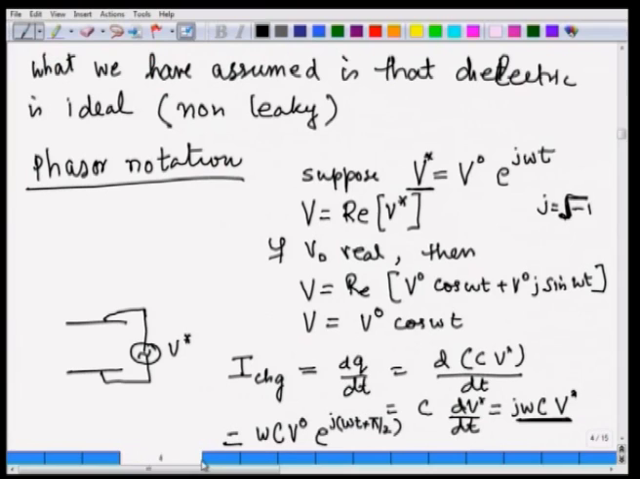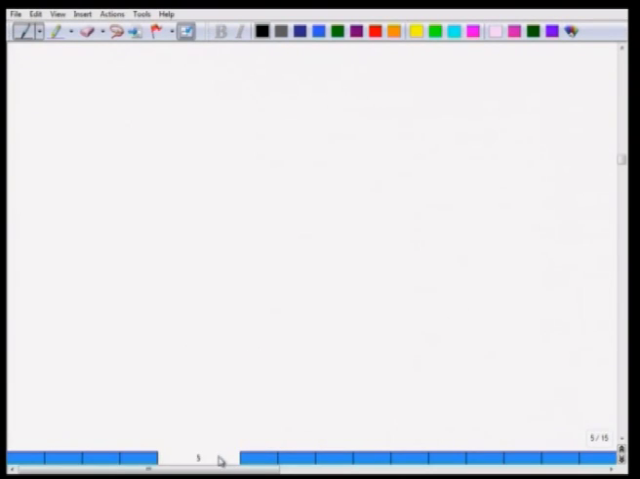So what happens? If I draw this, the way I will draw it is like this. If I plot the real part and imaginary part, then this voltage, which voltage?